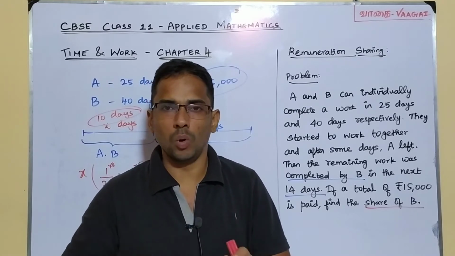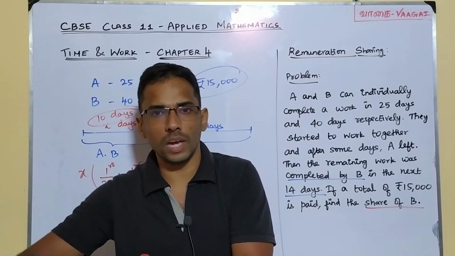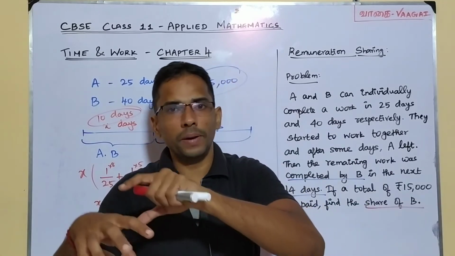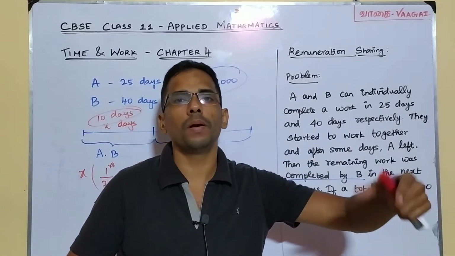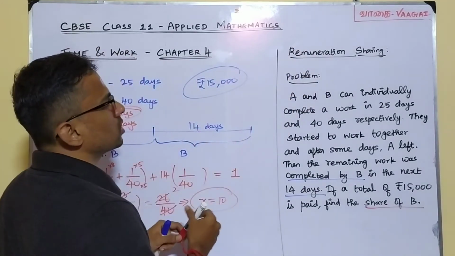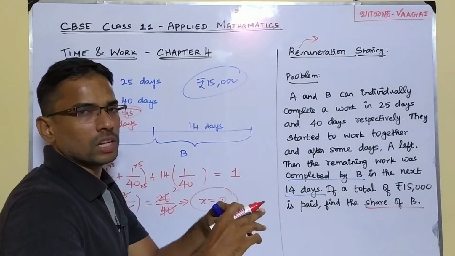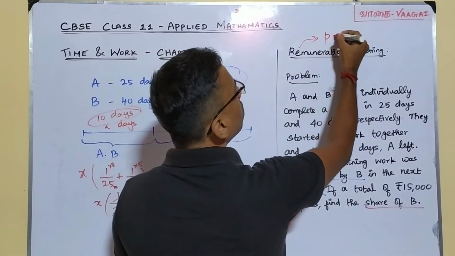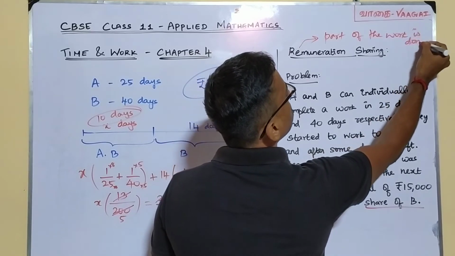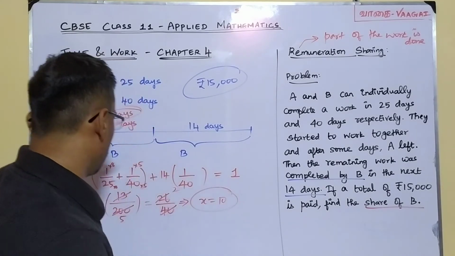Is the point clear? Out of the total work, what part of the work an individual is doing is what is going to affect, and based on that the remuneration will be paid. This is what you have to understand. So whenever remuneration comes, keep this in mind. I'll just write it here itself: remuneration will be shared based on how much part of the work is done. Let me write it here so that it will be easy for you to view.